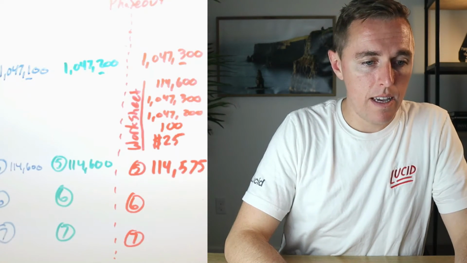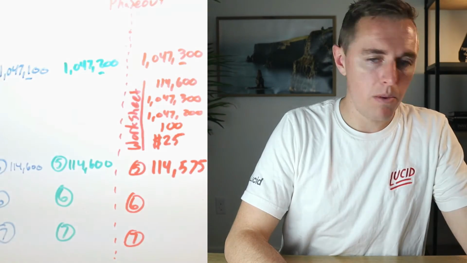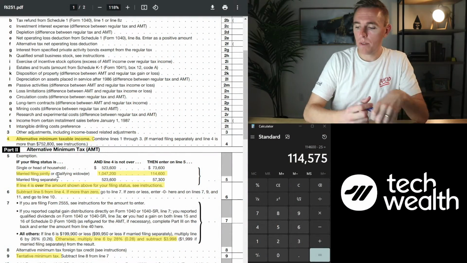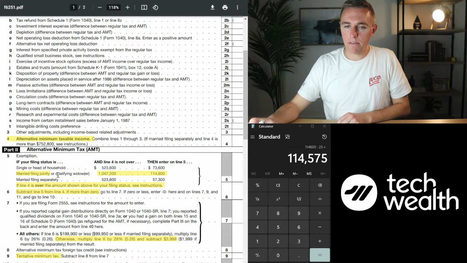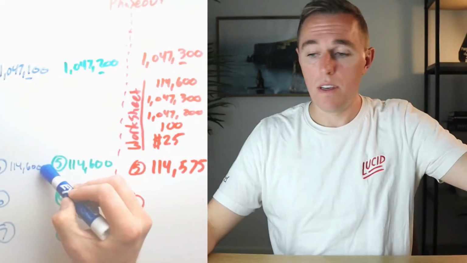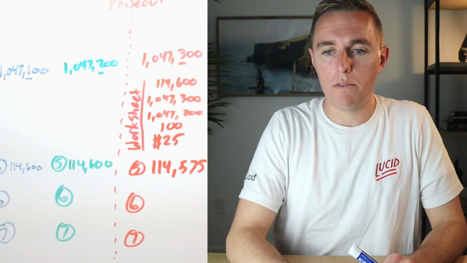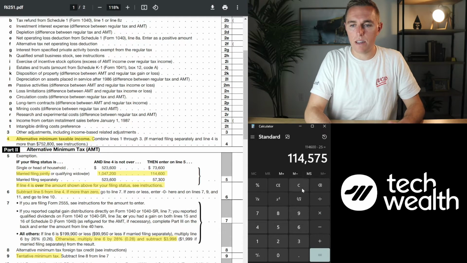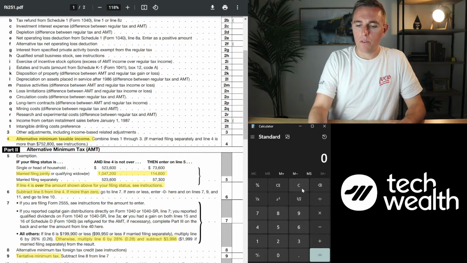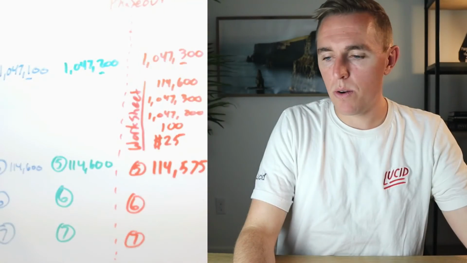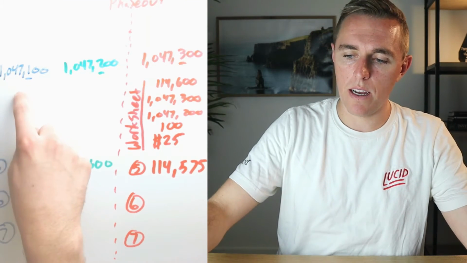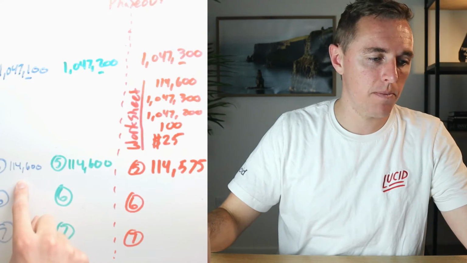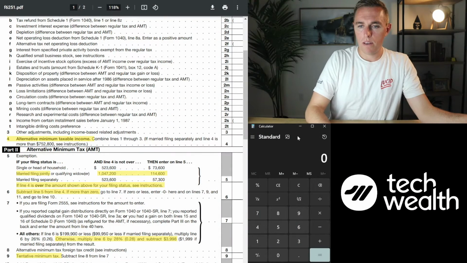Line 6 says subtract line 5 from line 4. So we're going to take line 5 subtracted from line 4. Let me go ahead and share my calculator here really quick. So the first one, if you look at the whiteboard, we're going to do this first column here. We're going to take 1,047,100 minus the 114,600 right here. Okay.